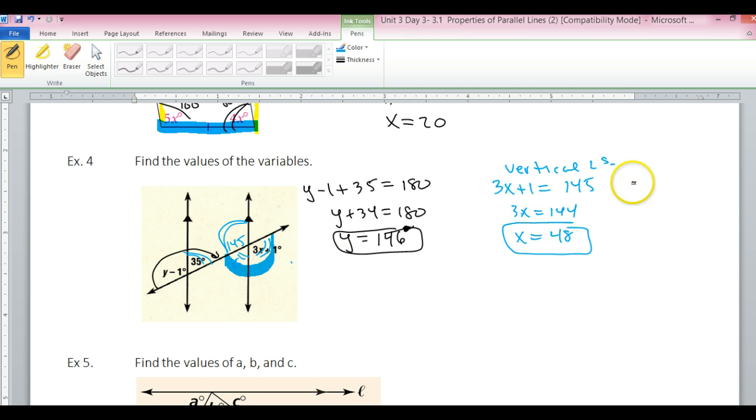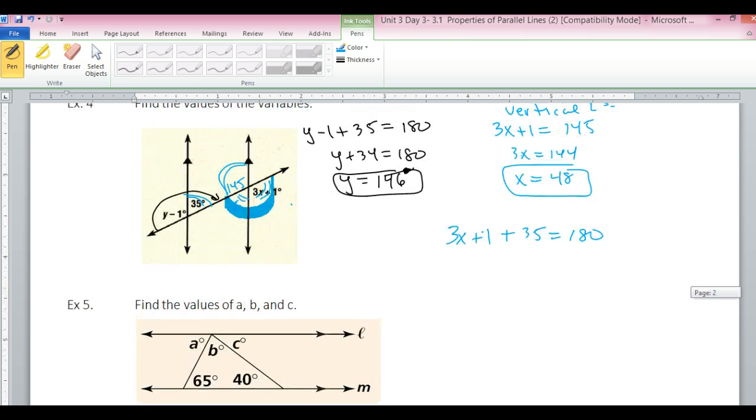Okay, now if you wanted to, you could also set it up as 3x plus 1 plus 35 equals 180. Either one of those setups would work. You'll get the same answer.